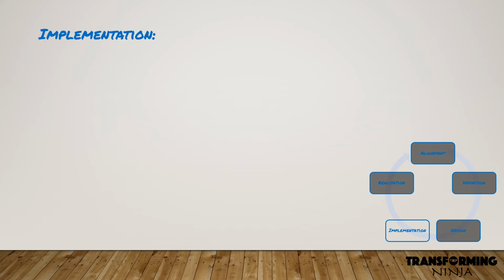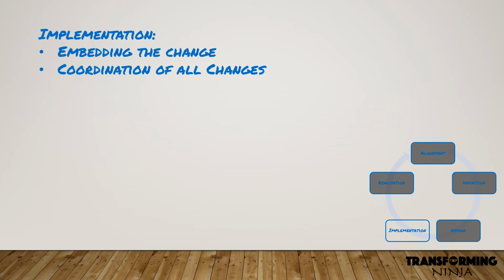The implementation stage is all about embedding the change so that the target state becomes the current state. This requires a coordination of all the designed elements so that the changed versions are available at the right timescales to interact with each other. For example, if a new process requires a new system and user training, there's a need to ensure that users are trained in anticipation of the process being rolled out, which must coincide with the system changes.